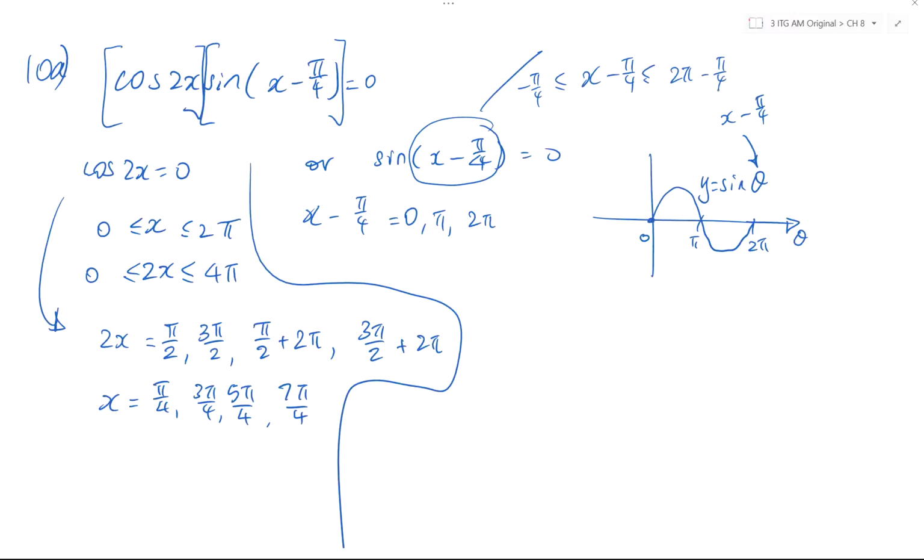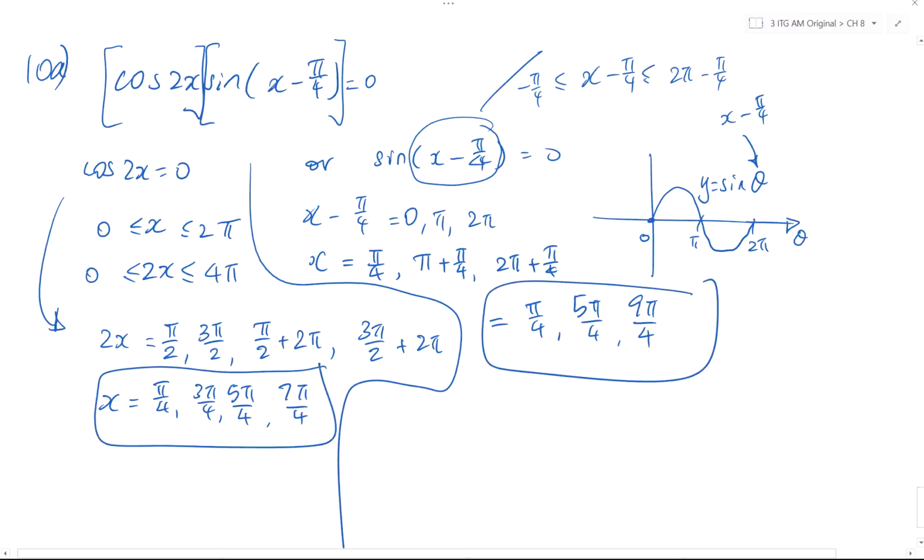So from here, I get the value of x to be pi over 4, pi plus pi over 4, as well as 2 pi plus pi over 4. Here we've got pi over 4. Pi plus pi over 4 is 5 pi over 4. And then the last one will be 9 pi over 4. So I have all these values of x.